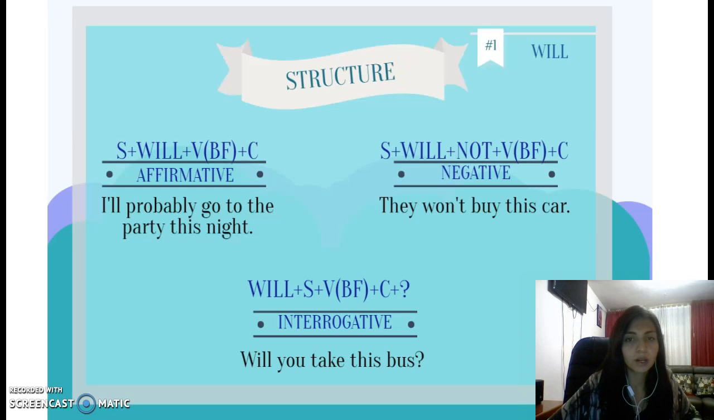In the negative, we have the subject plus will plus not plus the verb in basic form plus the complement. And the example is, they won't buy this car. And in the interrogative, we have will plus the subject plus the verb in basic form plus the complement plus the question mark. Please don't forget to use the question mark.